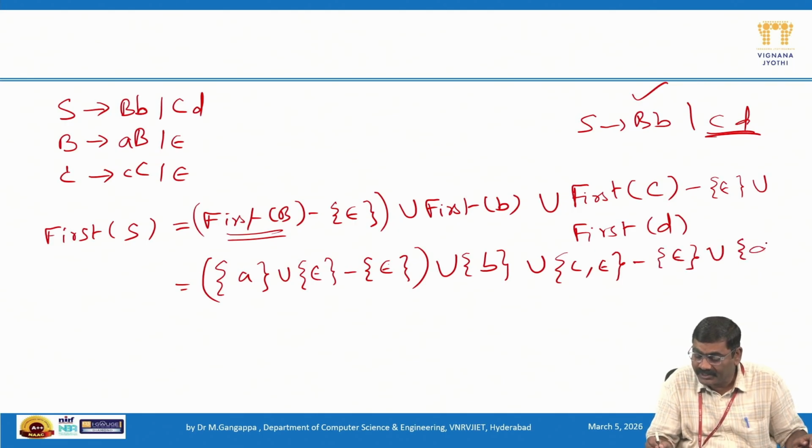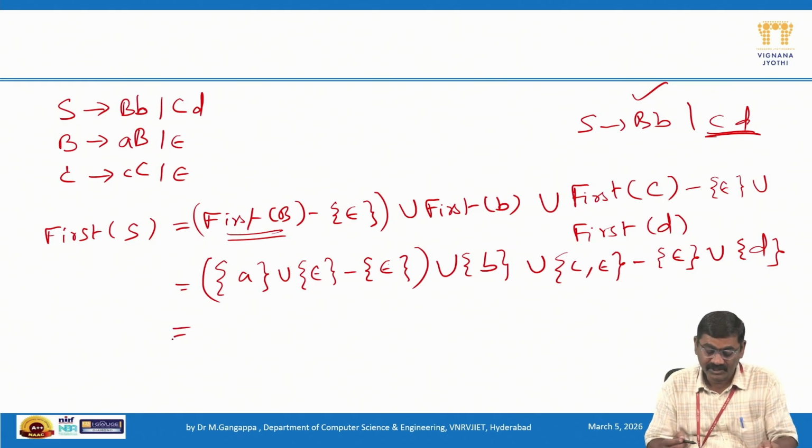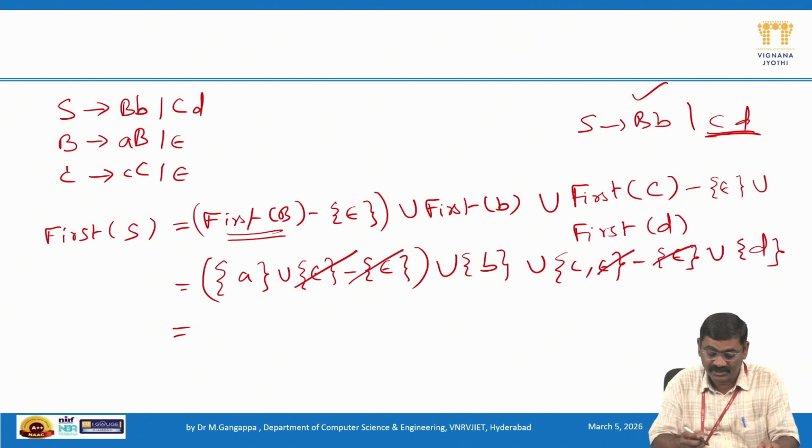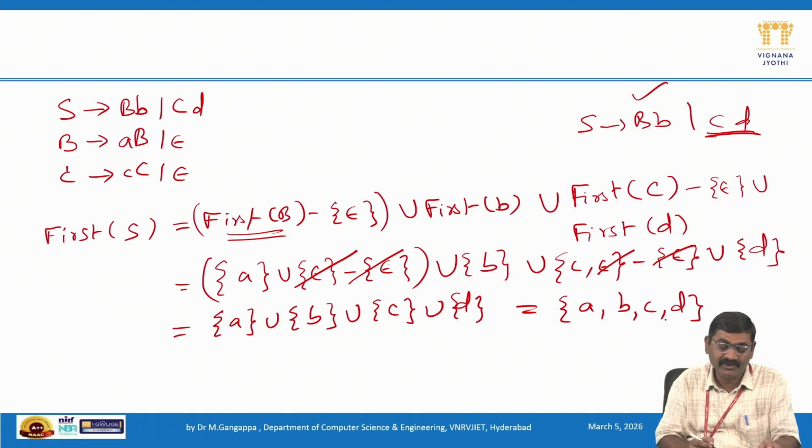Union. First of D is D. Now let us observe the values. Here epsilon and epsilon both are cancelled. Next, the remaining symbols are A union B union C union D. So the final answer is A, B, C, D for the first of S.